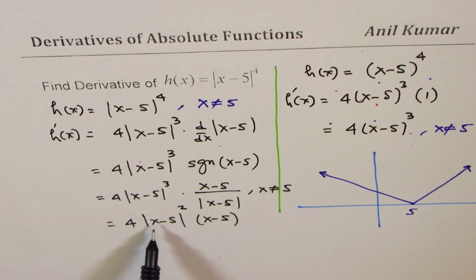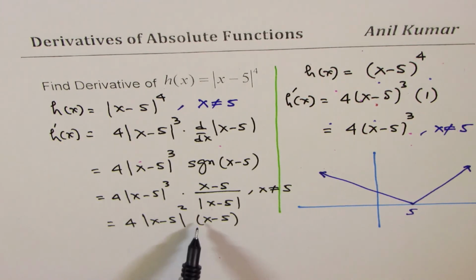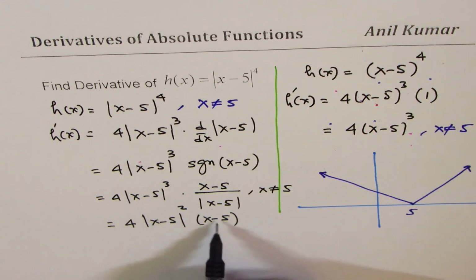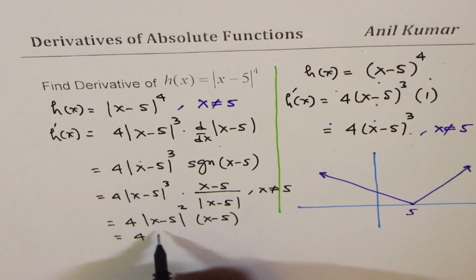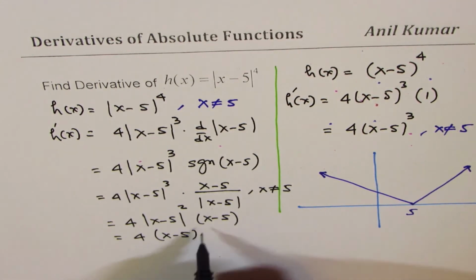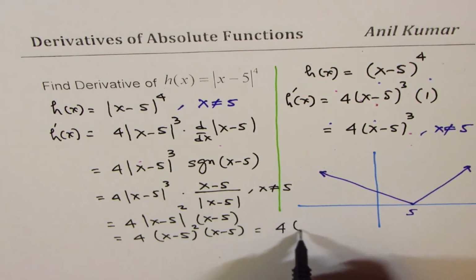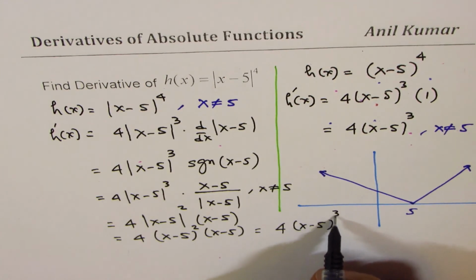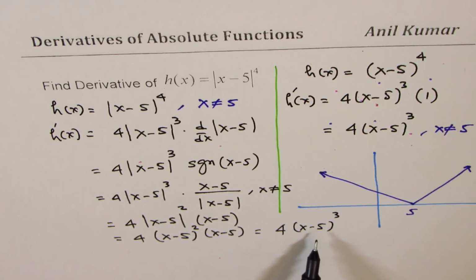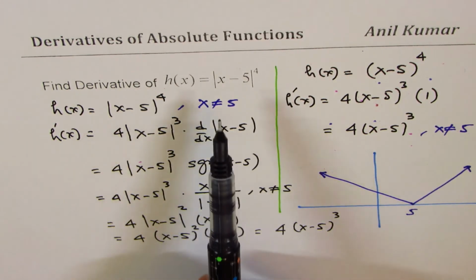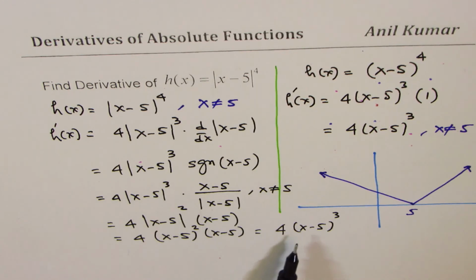Is that okay? Now absolute value of x minus 5 whole square is as good as x minus 5 whole square, right? So you could also write this as x minus 5 whole square times x minus 5, which is 4 times x minus 5 whole cube. So I hope that makes sense to you. So now you can see in different ways we could actually write the derivative of this as 4 times x minus 5 whole cube.